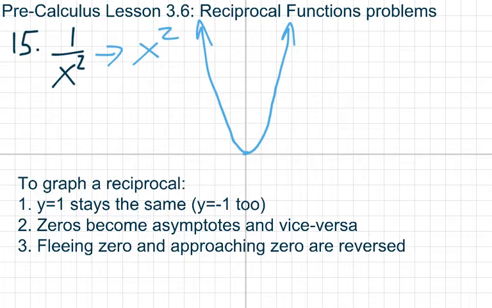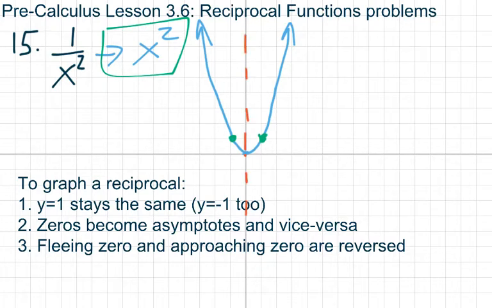First of all, you'll notice that in our original function of y equals x squared, we do have a couple of 1s that are right here and right here. Those 1s will stay the same. You'll notice that we also have a 0 in our original function right here. That 0 now will become an asymptote.